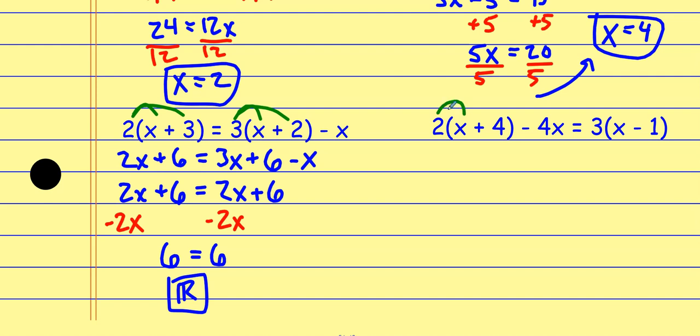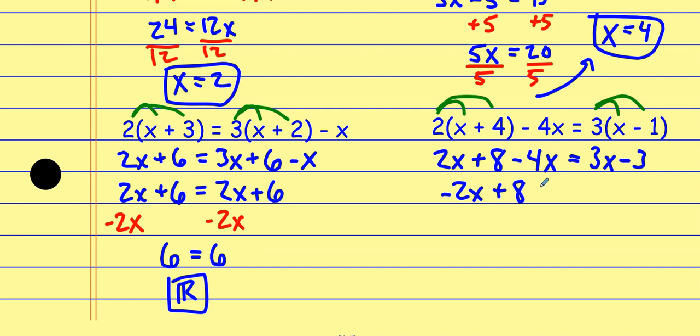If I look at this one, once again, distributive property. Over here, I can distribute as well. Let's see, that's a 2x plus 8 minus 4x equals 3x minus 3. And once again, some of these variables are on the same side. The 2x and the minus 4x, they're on the same side. I can combine them. Gives me a negative 2x.